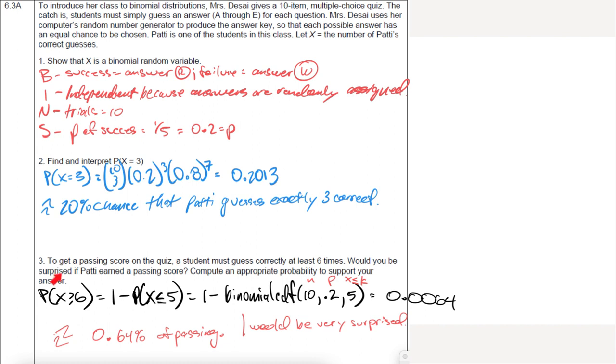Great. So, did you get a passing score by guessing 6 times or more? So we're looking for the probability that there's at least 6, so 6 or more correct answers. But we find that by taking the complement. 1 minus the probability that the number of correct guesses is less than or equal to 5. It's 1 minus binomial CDF. Number of trials is 10. Probability of success is 0.2. Number of successes, which is K, is 5. That equals 0.0064, which means there's about a 0.64% chance of passing by guessing. I would be very surprised if Patty passed by guessing.